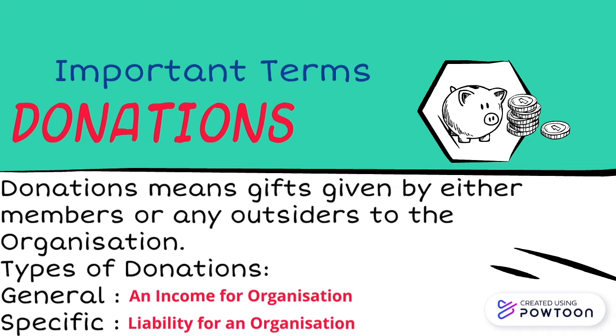Now donations are of two types, general and specific. If some donor gives a donation without any reason, just gives the money, that becomes a general donation. So that is an income for the organization. Whereas if any person donates money for a specific purpose and states that this money should be utilized for the education of the kids of the orphanage or for the books of this orphanage, then that becomes specific. So that goes to liability for the organization.